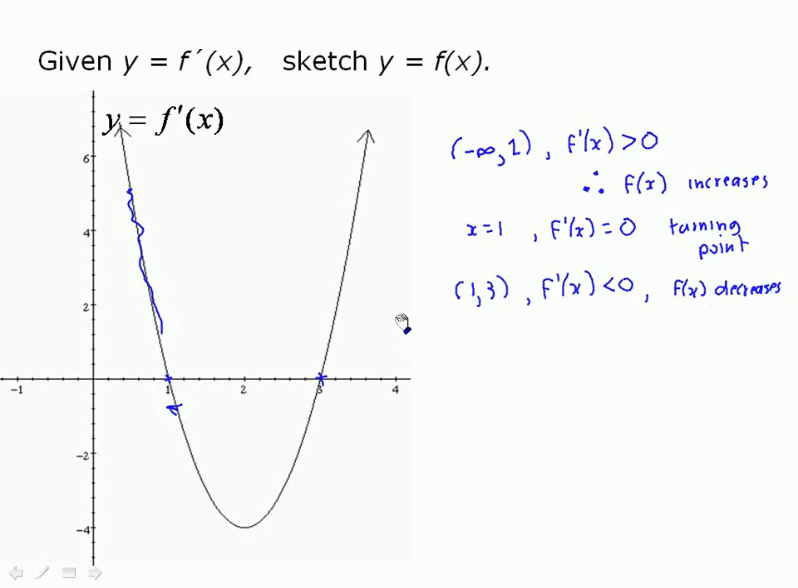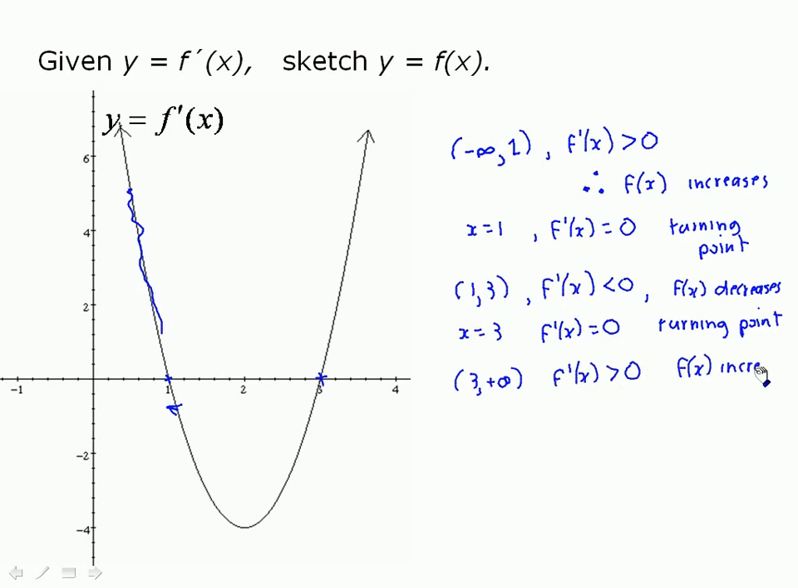And then x equal 3. The derivative is equal to 0. So this is a turning point, probably. And then we go from 3 to positive infinity. The derivative is also above 0, greater than 0, so the original function increases. And with this information, we should be able to transfer it to a clean graph. Now this is a quadratic, so if the derivative is a quadratic, it may have occurred to you that the original function would have been a cubic. So that's also true.